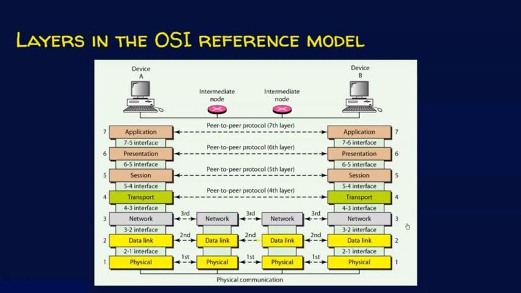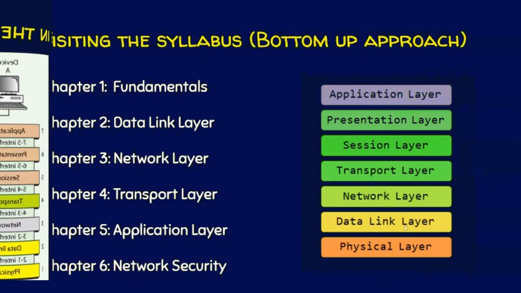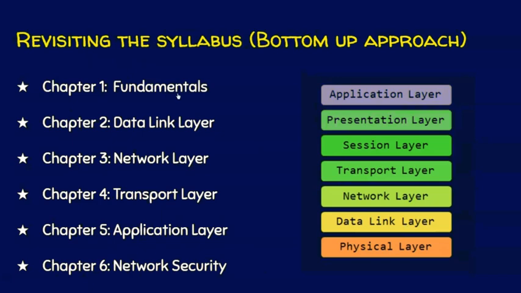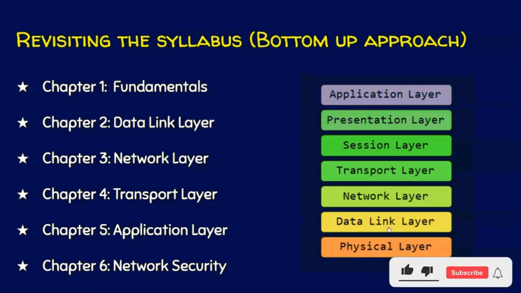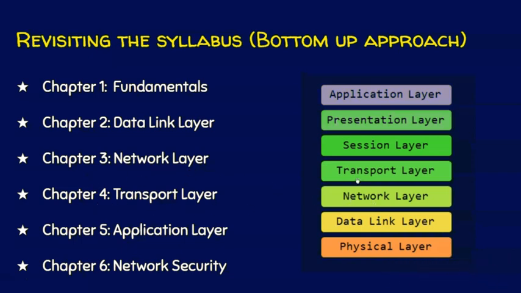Now we will see how the syllabus is framed. Chapter 1 deals with the fundamentals and the physical layer. And chapter 2 deals with the data link layer. Chapter 3 deals with the network layer. Chapter 4 is the transport layer and chapter 5 is the application layer. So I have combined all these three things into a single layer called the application layer for framing the syllabus.